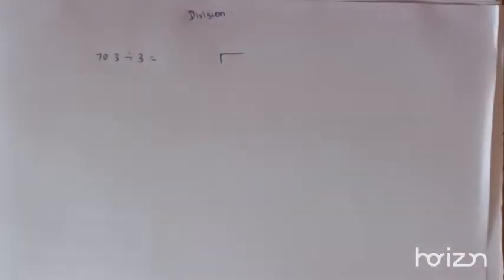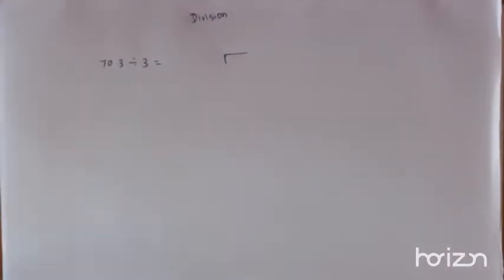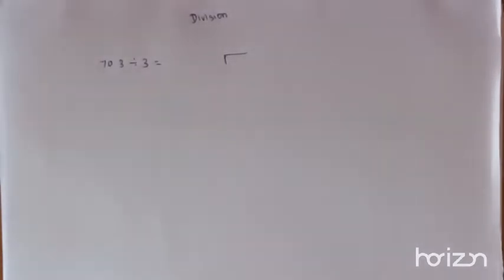So for the first question, let's take a very normal, simple one. So we've got 703 divided by 3. This is our question over here. All right. So in this question, what we need to do is divide 703 into 3 groups. That's what we're going to do.